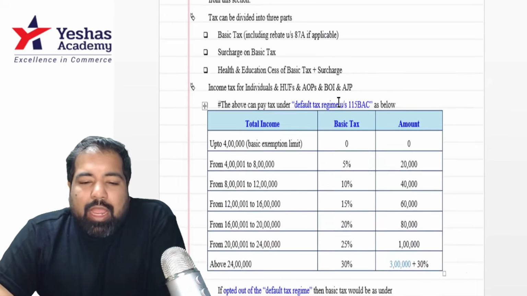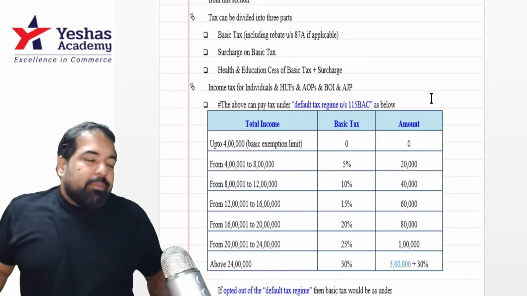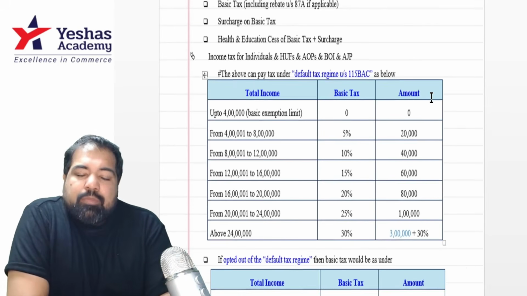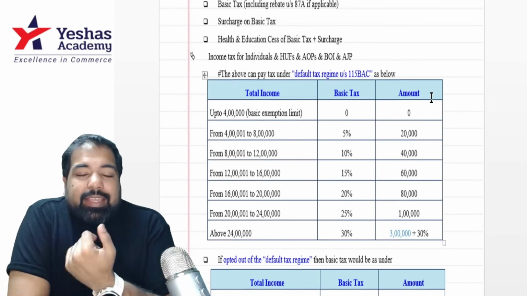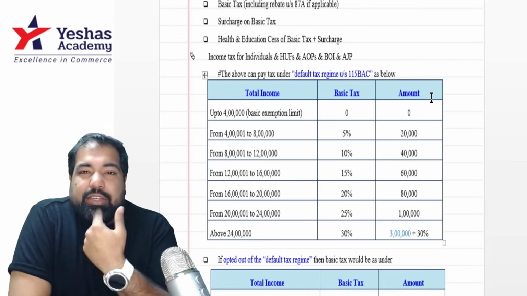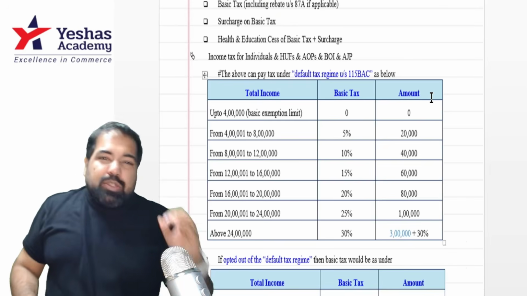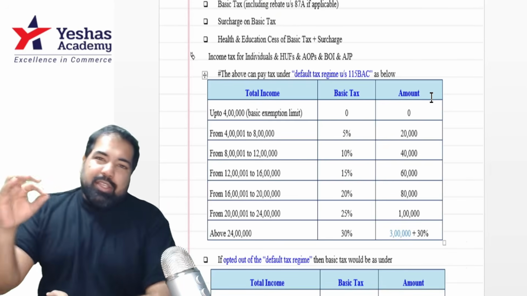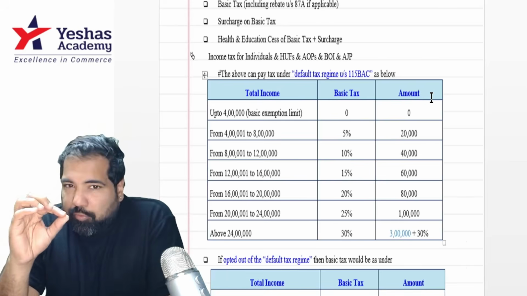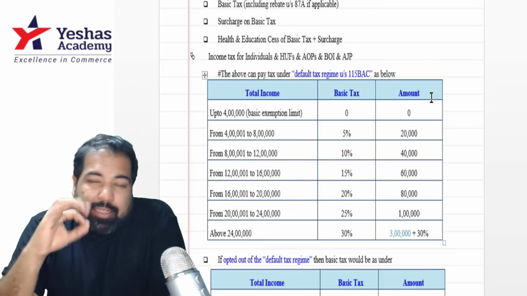Next, as per the default tax regime 115 BAC, which is now, if they don't give you in the exam, an individual, HUF, AOP, BOI can choose the scheme. And guys, for them, the basic exemption limit is 4 lakh. Yes, 4 to 8, 8 to 12, 12 to 16, 16 to 20, 20 to 24, and more than 24. These are the slabs, and the government has made it so simple, because you will have to pay tax at 0, 5, 10, 15, 20, 25, and 30%. That means if you earn more than 24 lakh rupees in India, only you will pay tax at 30%.